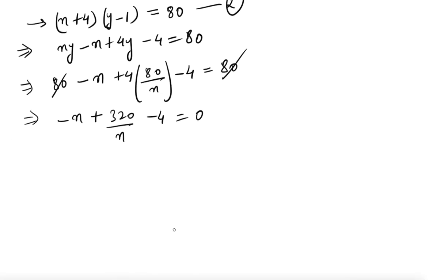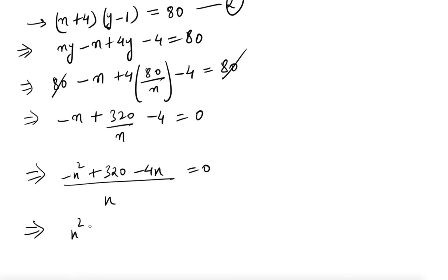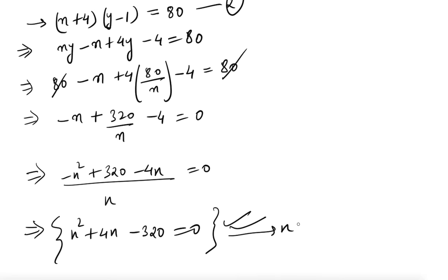Let me simplify this. Let me take the LCM. So what do you get? n minus n square plus 320 minus 4n is equal to 0. So finally my quadratic equation becomes n square plus 4n minus 320 equals to 0. This is our quadratic equation. You know how to solve it. Once you solve it, you can get the value of n, which is nothing but the total number of books that he purchased.